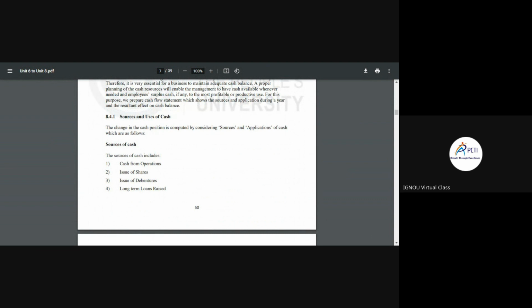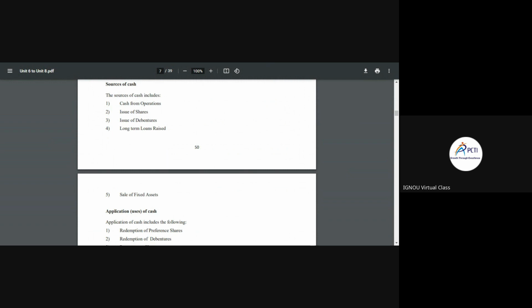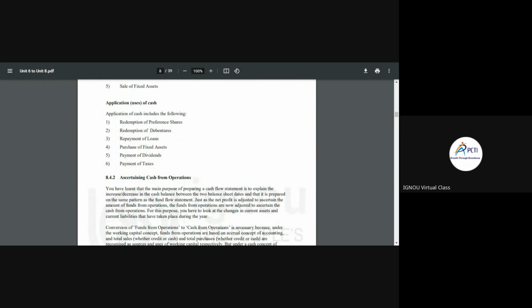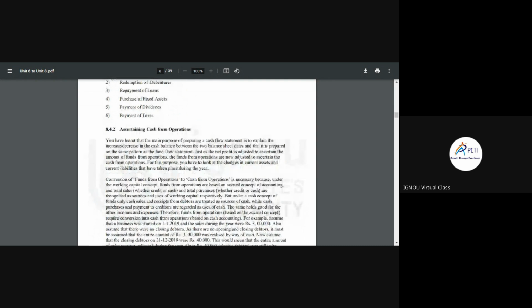Now we will check the sources and uses of cash. Sources of cash include cash from operations, issue of shares, issue of debentures, long-term loans that will be raised, and sale of fixed assets. Then we have applications or uses of cash, like redemption of preference shares, redemption of debentures, repayment of loan, purchase of fixed assets, payment of dividend, and payment of taxes.